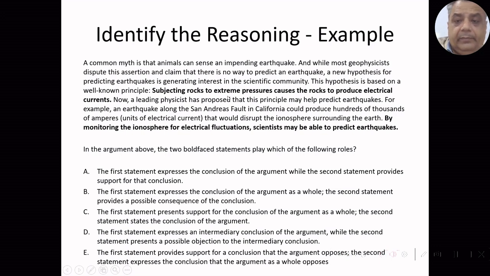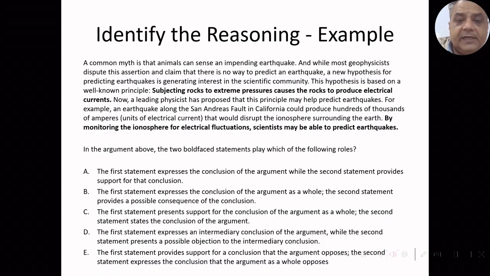But in E it says that the first statement provides support for a conclusion that the argument opposes. But here we see this is the core argument. This core argument is merely showing the practical application of this principle, and the consequence of the practical application of this principle is that they reach the conclusion that by monitoring the ionosphere for electrical fluctuations, scientists may be able to predict earthquakes. So here the argument is opposing nothing. So option E is also eliminated, and therefore C is the answer.